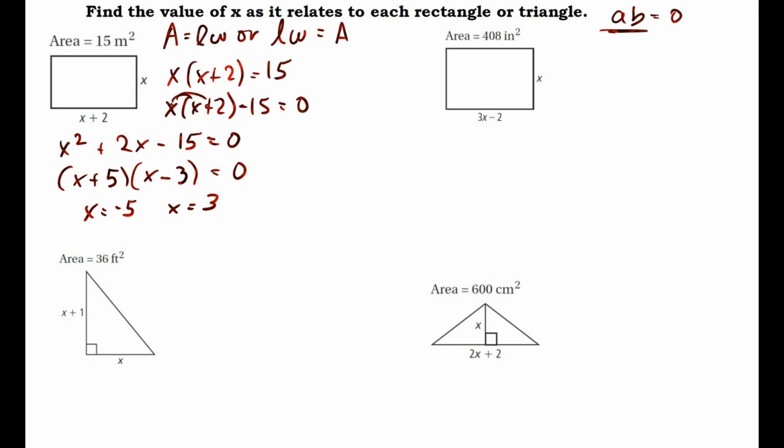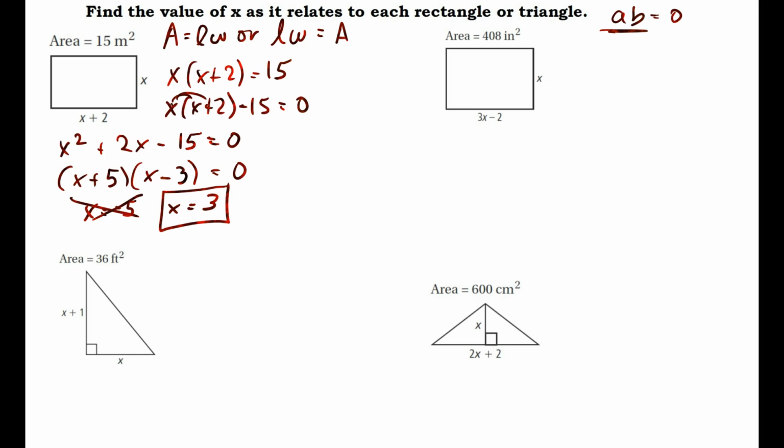Okay? So this is a negative 5. We don't have a negative side. So you don't work. You fit the math, but you don't fit the context. What did I just say? You fit the math, but you don't fit the context. All right? So x has to be 3.